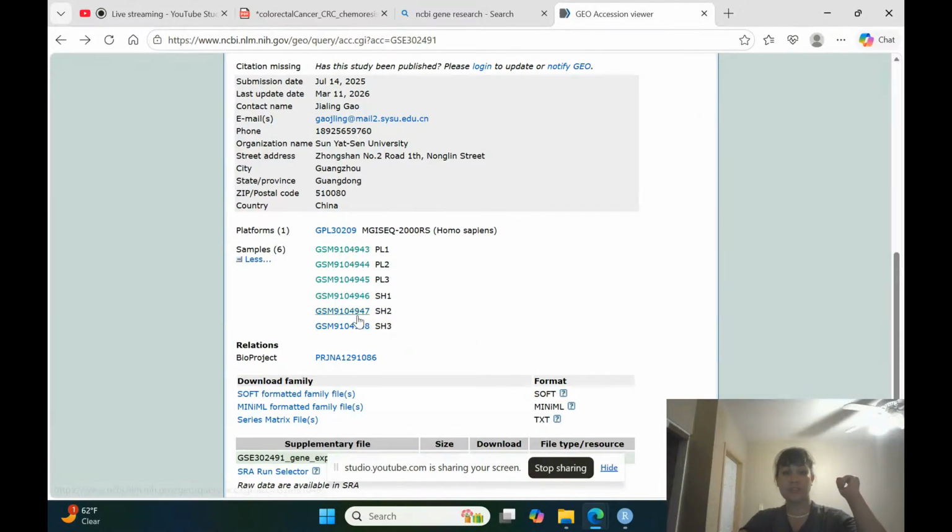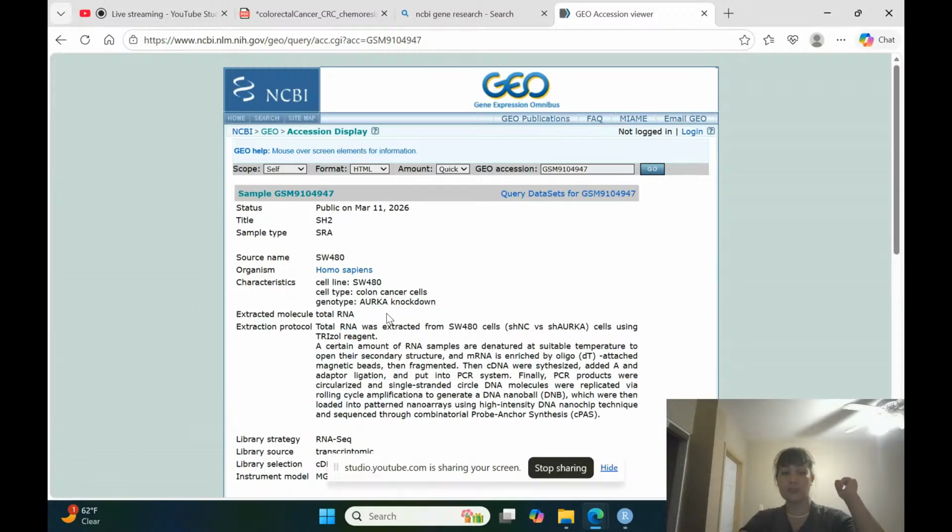These are not the wild type, but these are the ARCA knockdown. That's that. It's bad for chemotherapy effectiveness in colorectal cancer. Since these are all colon cancer cells, we don't have a healthy comparison. So we're going to have to compare colon cancer cells versus colon cancer cells when they use something to knock out ARCA, which is usually a microRNA.